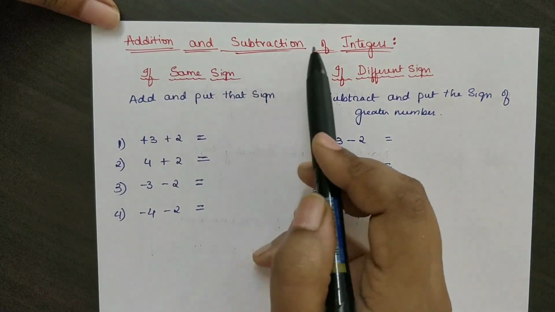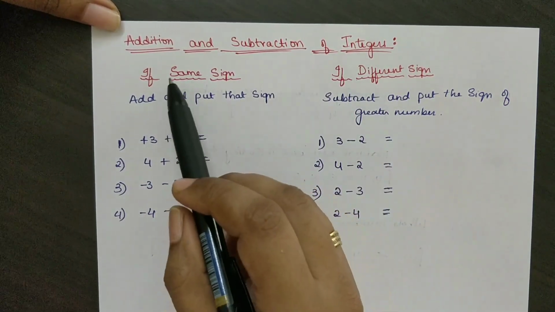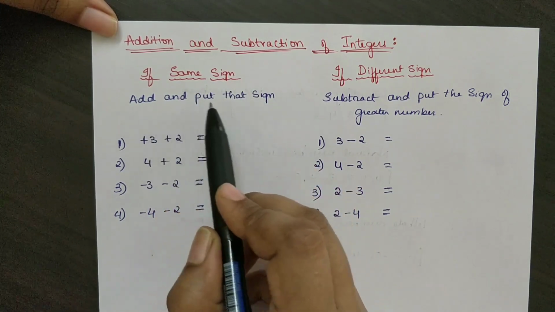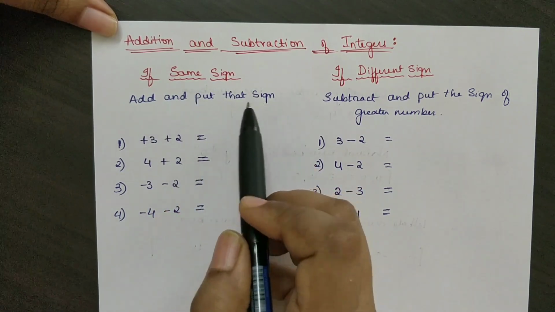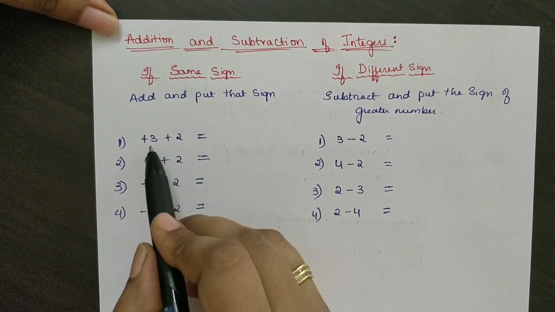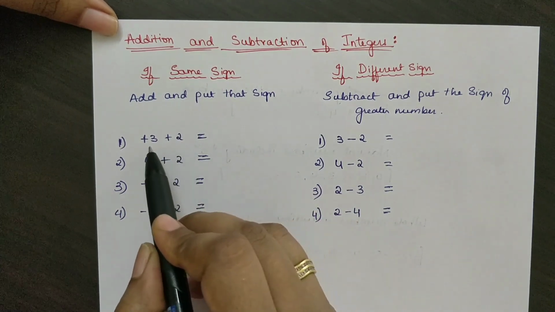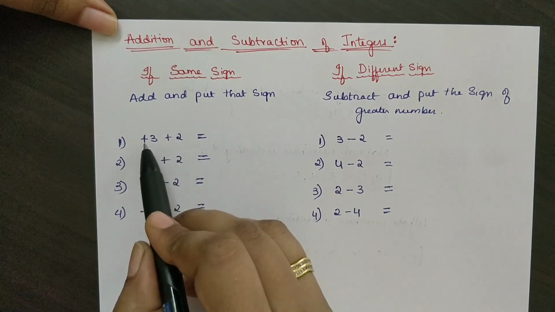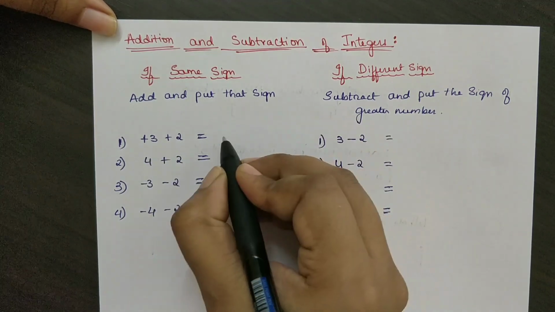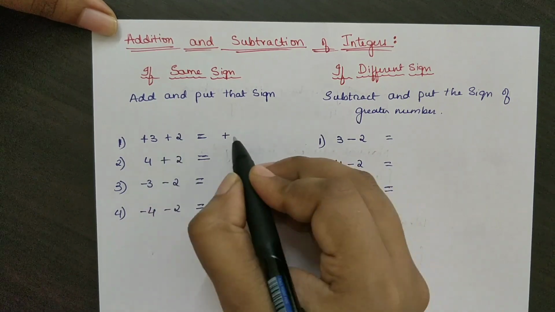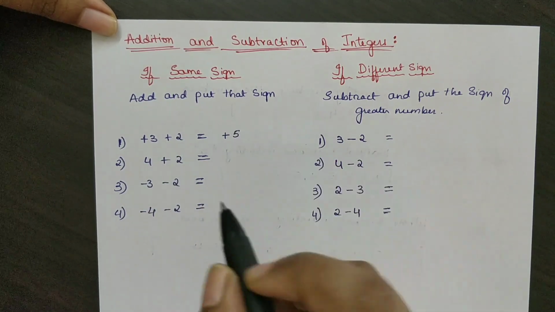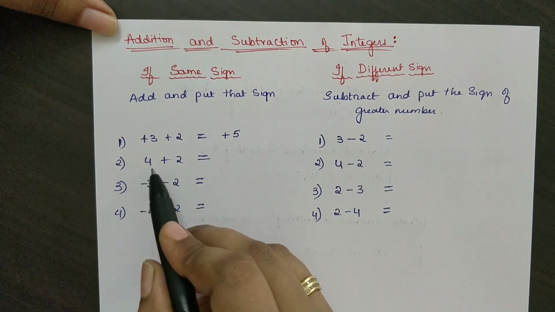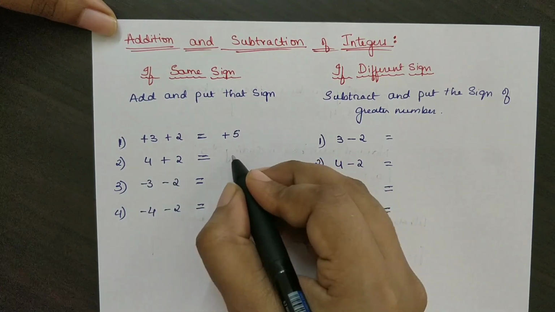Addition and subtraction of integers. If same sign integers are there, then add them and put the same sign. Examples: +3 +2. They are of the same sign. Then add 3 and 2 and put the same sign. That is +5. +4 +2. 4 means +4. 4 +2 is 6.